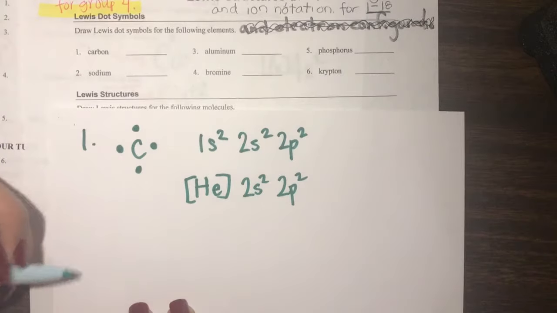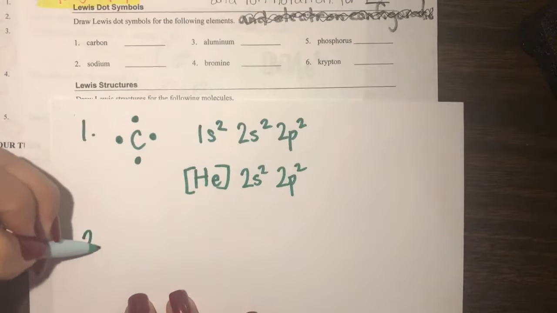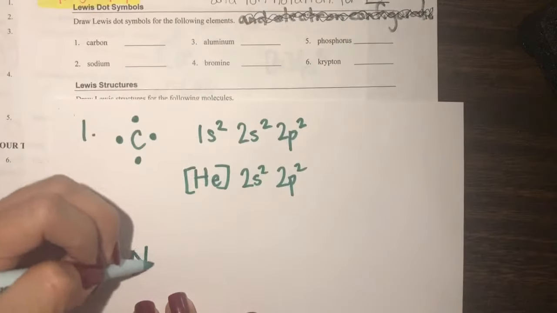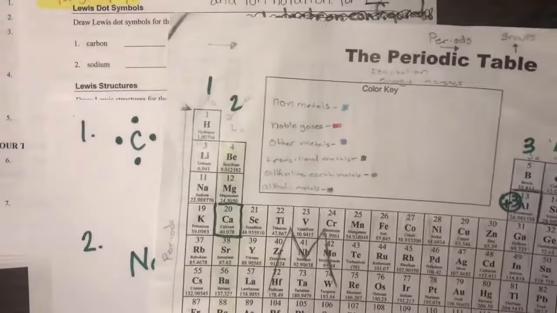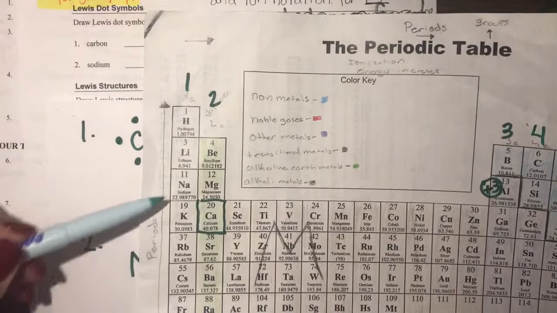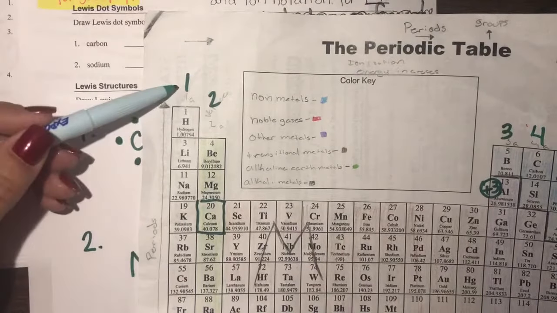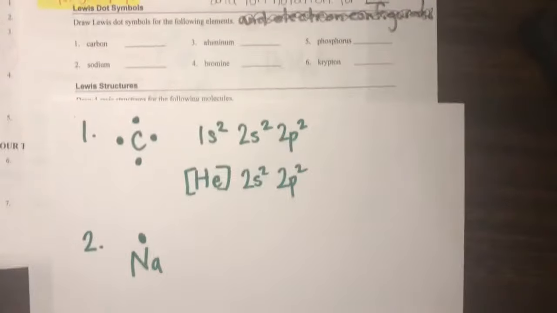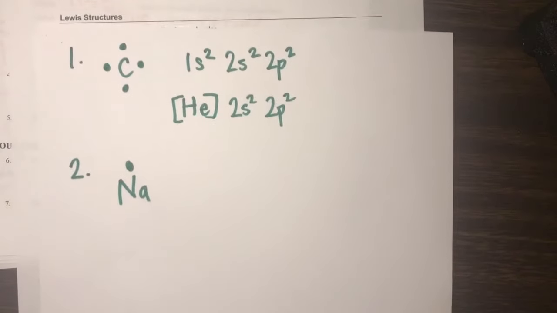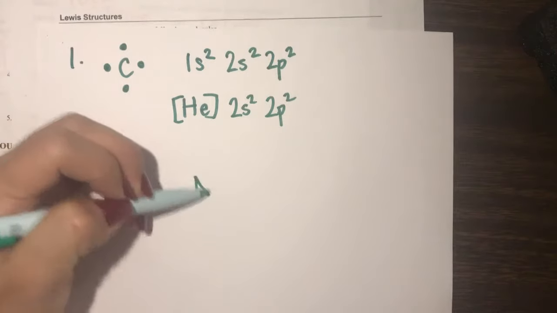Now let's go to number 2, which is sodium. So I go to the periodic table, find the valence electrons. Sodium is right here. I know there's 1 valence electron. That means there's 1 dot. Okay, whatever the valence is, that's how many dots you put. Now I can do the ion notation.